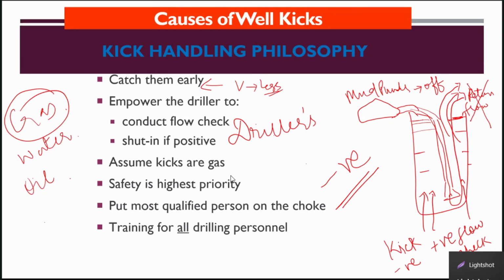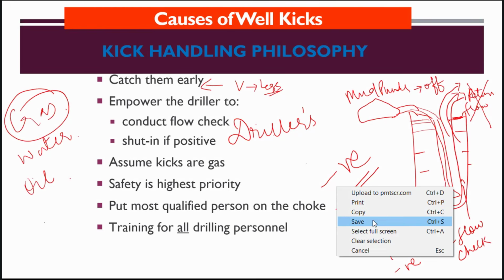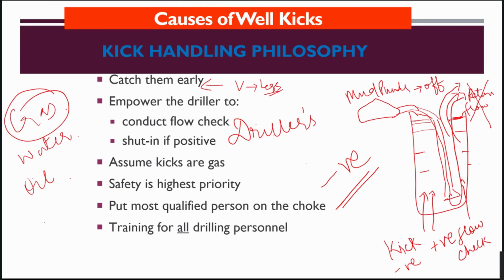Why? Because it has a high compressibility factor. Compressibility factor means it can expand a lot. It can compress a lot and it can be expanded a lot. So when it comes up, if its volume was, suppose, 5 barrels, when it is circulated out at surface, it can become 50 barrels also. So it has a very high compressibility factor.